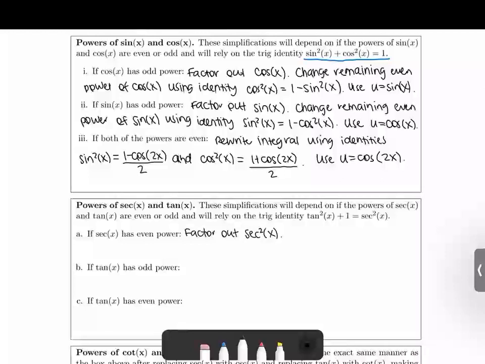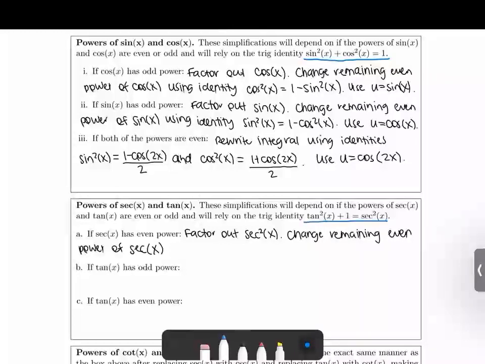And then because secant had an even power, that meant we had two secants, so secant squared, secant to the fourth, and so forth. And so we're going to have an even number left. So we are going to change the remaining even powers of secant. And again, we're going to use this Pythagorean identity.